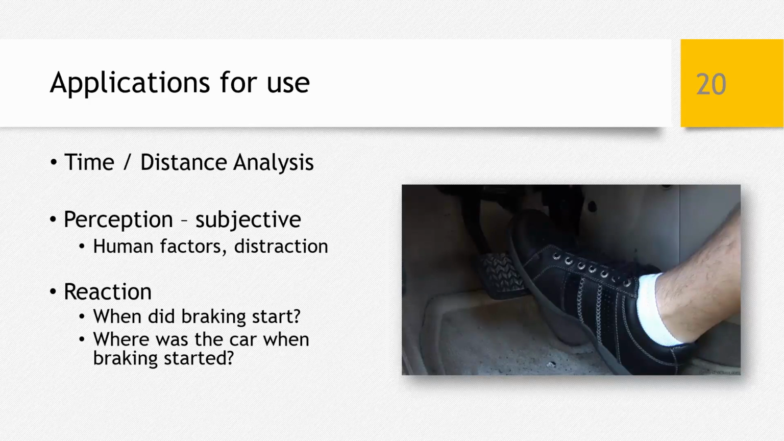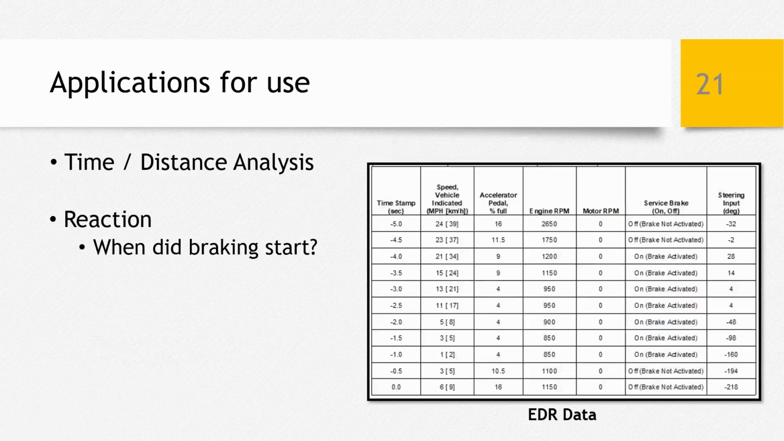Remember, how are you determining that now? Skid marks? It can be pretty difficult and not so accurate basing all of that off of skid marks, especially with ABS involved. So when did braking start? EDR data gives us pretty precise time relative to impact as to when the brakes were applied.